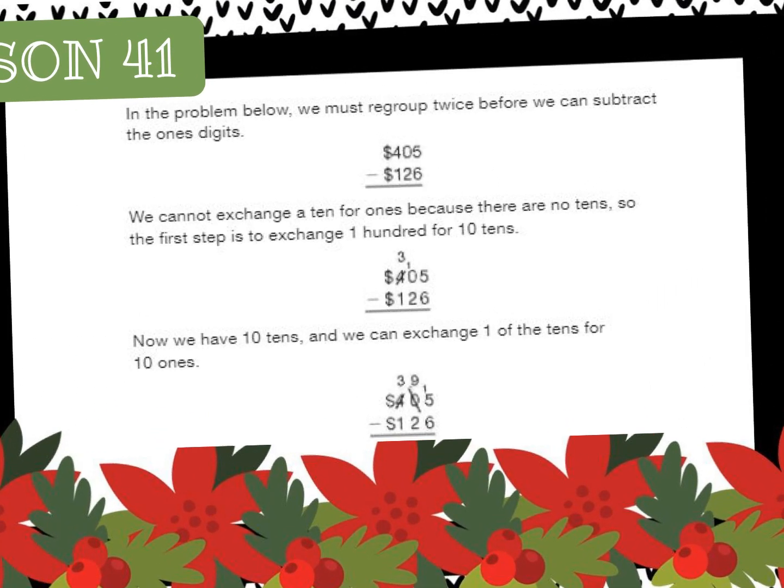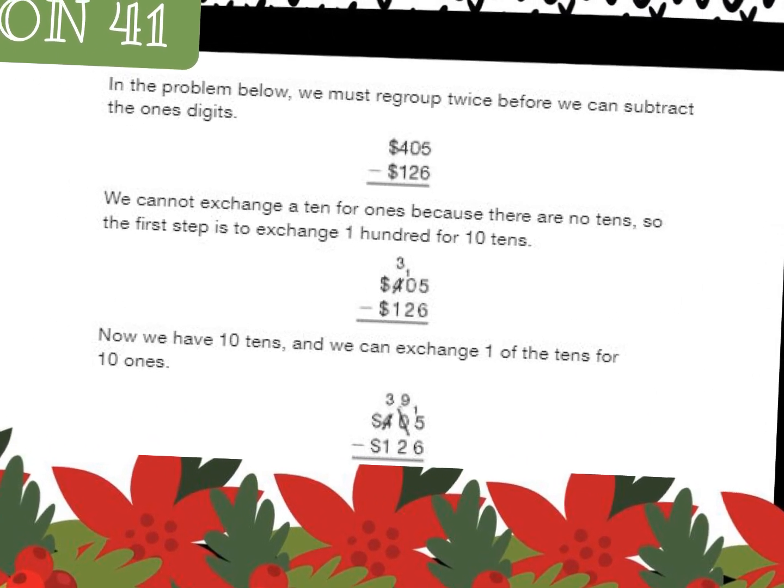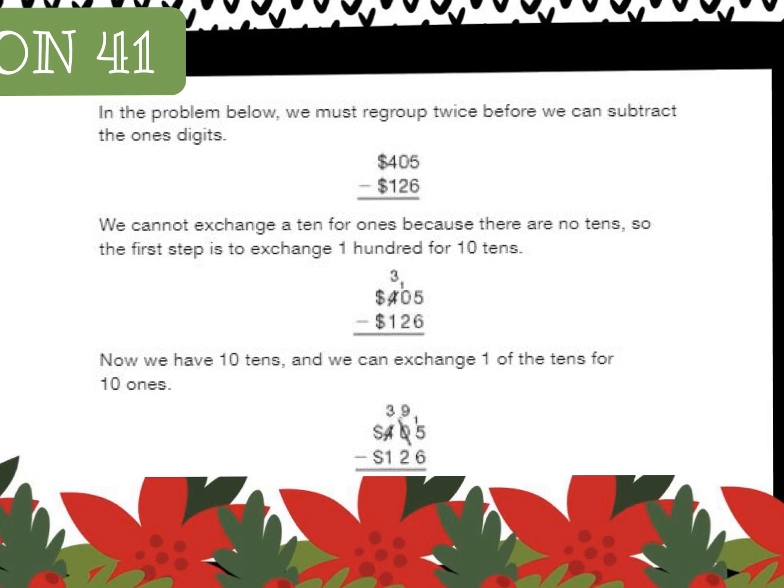Okay, so looking at our very first example, it says in the problem below, we must regroup twice before we can subtract the ones digit. We cannot exchange a 10 for ones because there are no 10s. So the first step is to exchange 100 for 3 tens. So what they did is they went all the way over to the 3. They borrowed from the hundreds place, which leaves me with 3 in the hundreds. And then in the tens, it becomes a 10. So see how I now have 10 here? So that allows me to now come to step 3. I can borrow from that 10, which leaves me with 9 tens, and I can add a 1 over here.